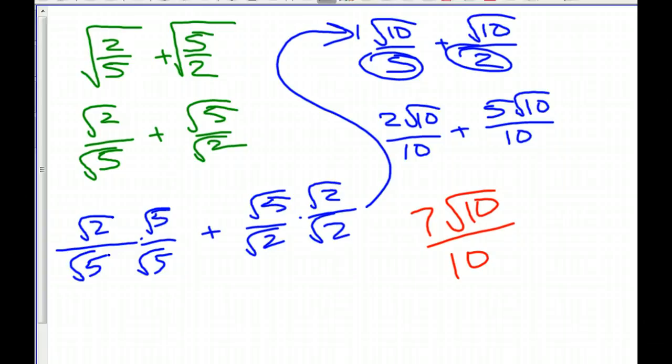So you end up adding, and you get 7 square root of 10 over 10. Treat the radical kind of like you do a variable. 7x plus 2x is going to give you 9x. 7 times the square root of 10 plus 2 square root of 10, 9 square root of 10. So when you add and subtract, pretend like they're a variable, and then you'll be okay.